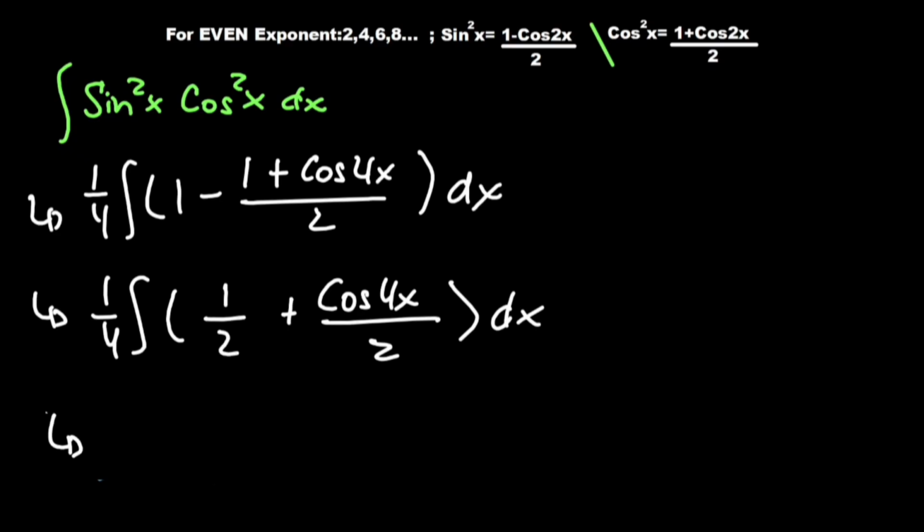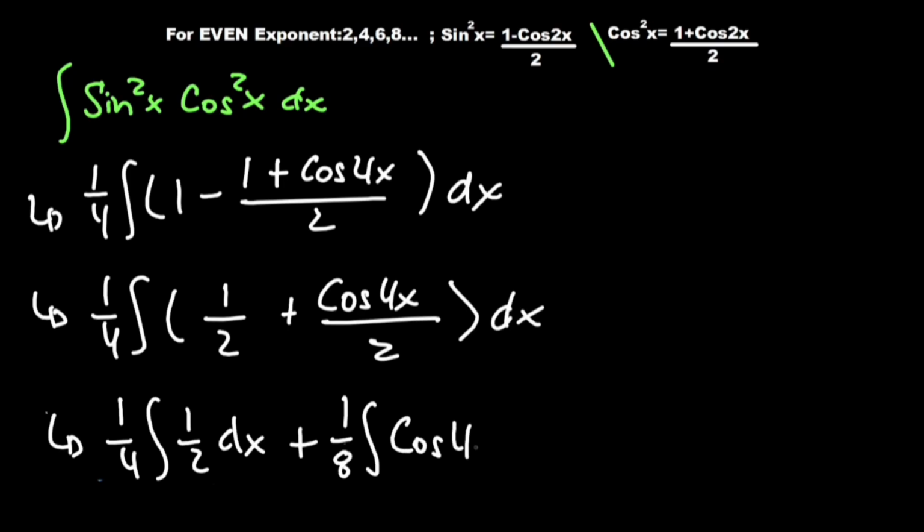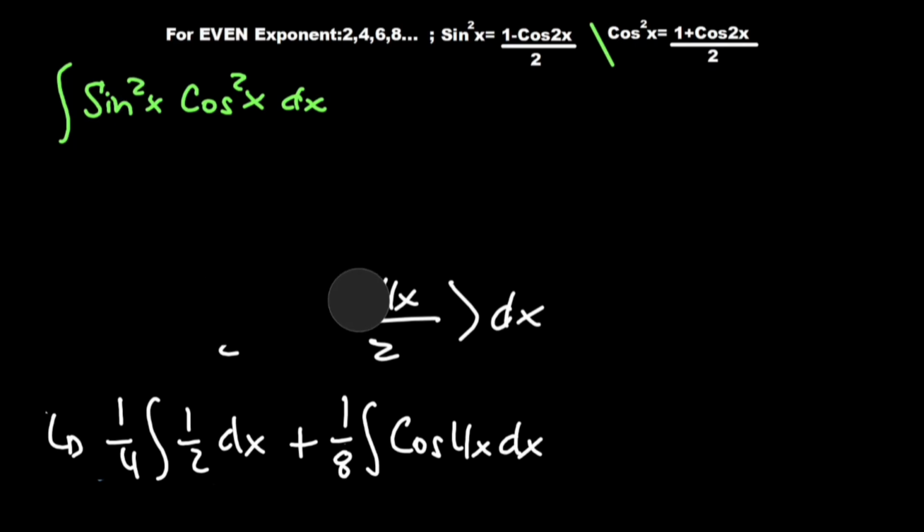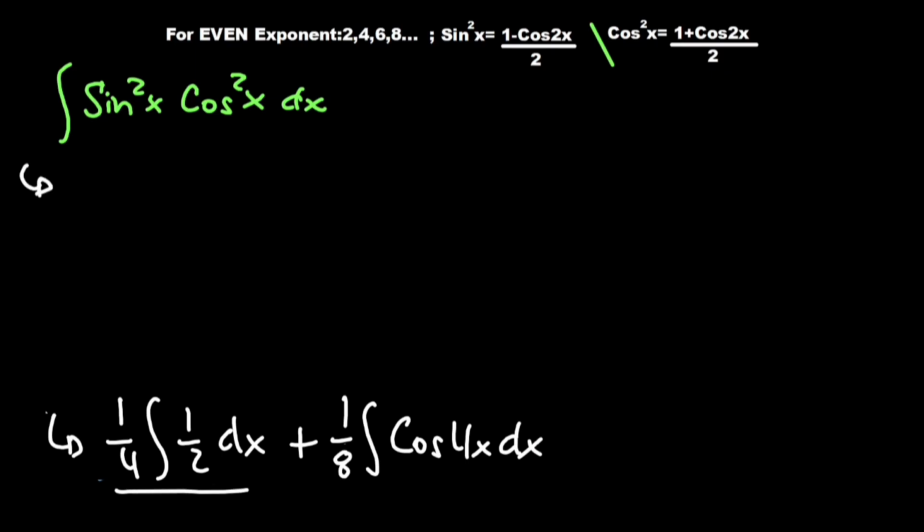And so, split this integral apart, we would have 1/4 integral of 1/2 dx plus 1/4. Wait, since we have 2 here, this can be 1/8 integral of cosine of 4x dx. Focus on here first. 1/4 times 1/2 would be 1/8. Integral of dx, I mean, would be x.